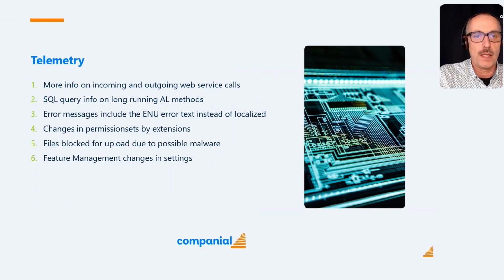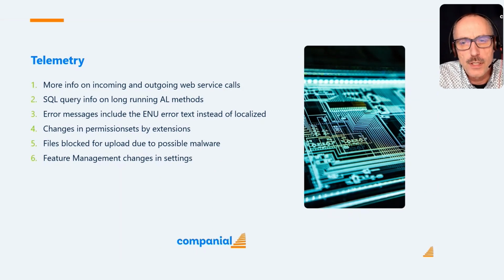There's more in telemetry. For all your web service calls, both incoming and outgoing, there's more information in the telemetry. And that information for incoming calls now contains information about how long the call has been waiting. Because if the server is very busy, it will reject calls and place it in a queue. And now you can see in the telemetry how long web service calls have been in that queue. So you can see if the performance of your web services is hindered by too many calls.